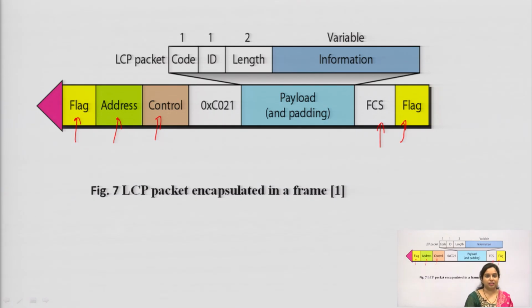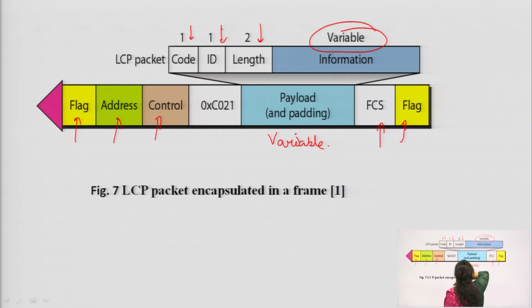Padding is nothing but the adding of bits at the end of the sequence or at the beginning of the sequence. So that is known as padding. So this payload and padding will be there, and this is of variable length, you know it. This consists of code, ID, and length which is of 2 bytes; these are in bytes. And this is the main information that you want to transmit, that is the information.